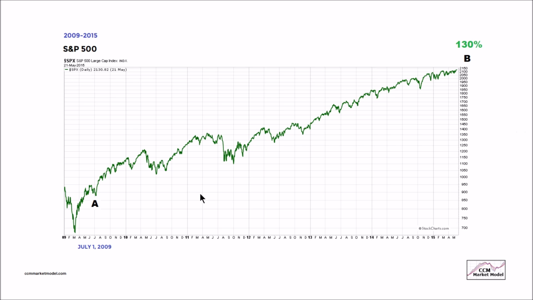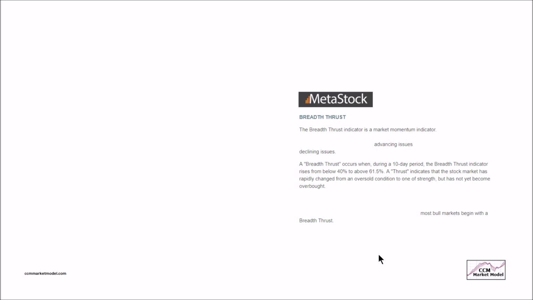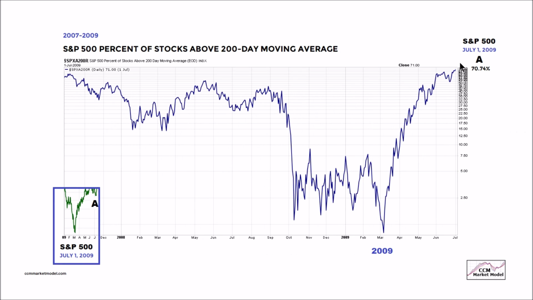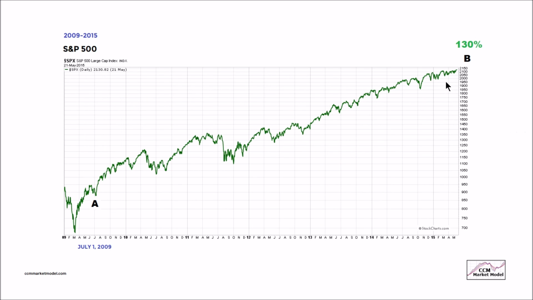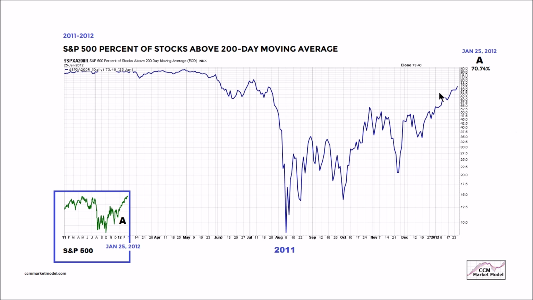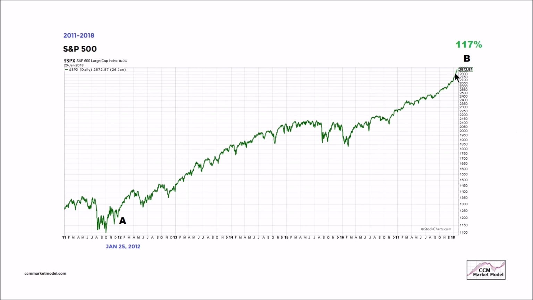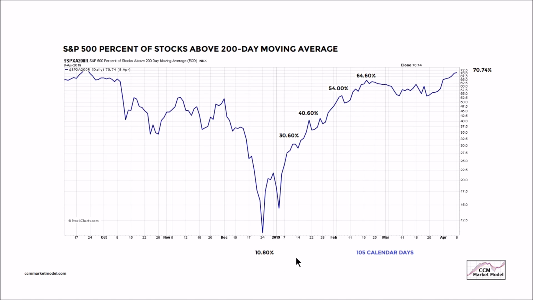The look of this chart seems to align very well with the definition or description of a breadth thrust that said most bull markets begin with a breadth thrust. Here's the breadth thrust, and here's the bull market. In the 2011 case, here is the breadth thrust, here is the bull market. After point A, or January 25th, 2012, which is similar to early April 2019, the S&P 500 tacked on an additional 117% over the next several years. And that's in addition to, it does not include, the big move off of the low that began in October of 2011. Back to the present day chart.